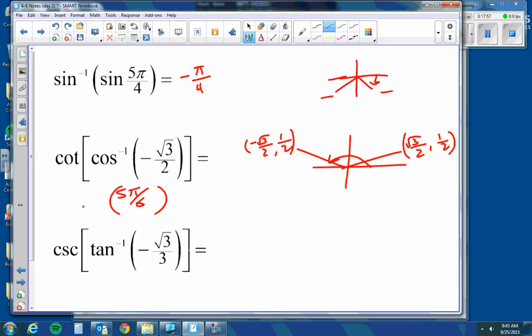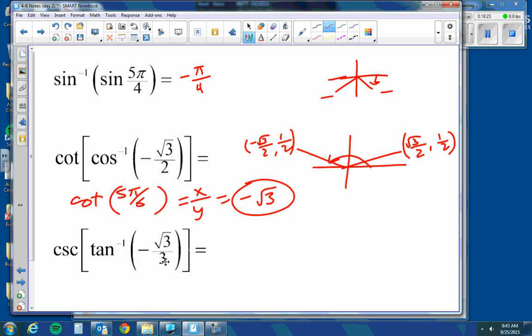And then you're figuring out cotangent of 5 pi over 6. Well, the coordinates are right here. Cotangent is x over y. So what do you get? Square root of 3 over 1 is square root of 3. Negative square root of 3. So just work through it. Inverse cosine produces an angle, and then do cotangent of the angle.